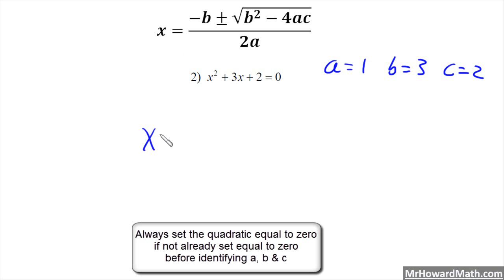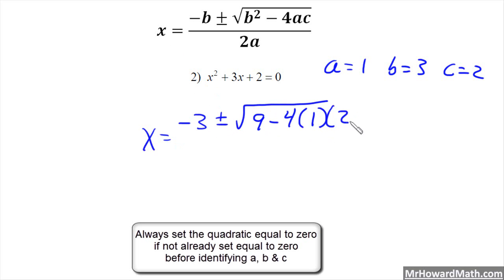So we'll start here, x equals negative b, so that would be negative 3 plus or minus the square root of b squared is 9. Subtract 4 times a is 1, times c is 2, so that's our numerator. All over 2 times a is 1 again, so 2 times 1 is just 2.